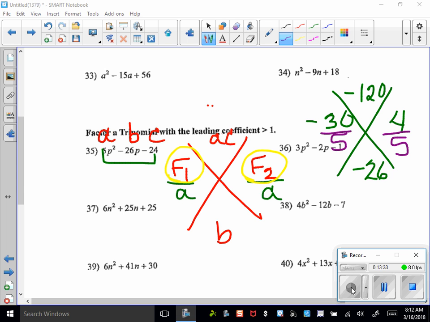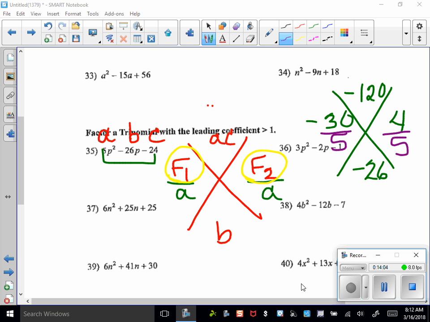Zoe, it doesn't matter which side you put the negative 30 or the 4. Doesn't matter. Does it matter if you order them? No. It has to be in descending order. Okay. The A term is always the squared term. The B term is always the to the power of 1, and the C term is always the constant. Okay.